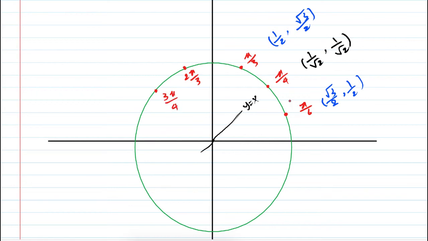Okay, because from here to here is pi over 4. This is 2 of the pi over 4s. Okay, this is 3 pi over 4. Okay, and then the next one that I'm going to get is going to be 5 pi over 6.